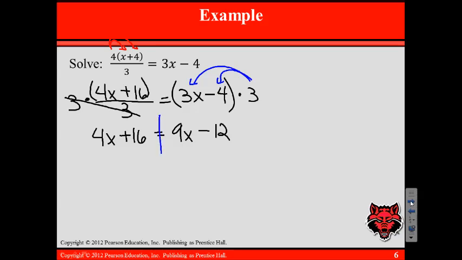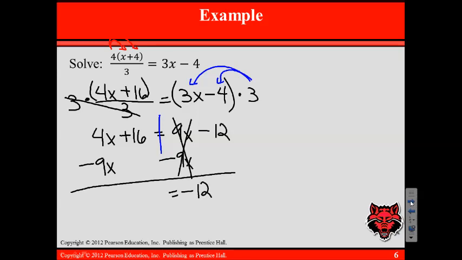I'm going to draw the vertical line through my equal sign just to separate left and right side. Let's move all the variables to the left. So we subtract 9x from both sides. We do that so that 9x and negative 9x, which are opposites, will cancel. On the right-hand side, we're left with negative 12. On the left-hand side, 4x minus 9x is negative 5x. Everything else stays the same. We have plus 16. So negative 5x plus 16 equals negative 12.